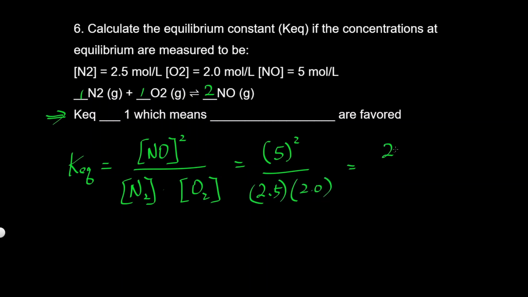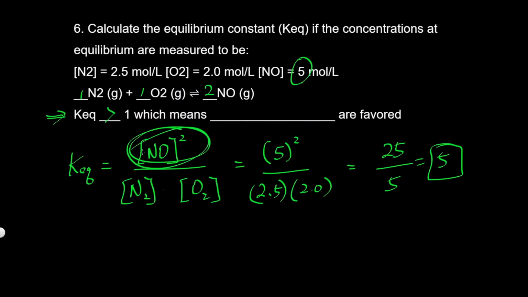It's going to be 25 over 5, which is 5. Since this guy has only 1 sig fig, I'm just going to leave my answer as 1 sig fig. If KEQ is 5, it's greater than 1, which means you're going to have more of the product, because the numerator must be greater than the denominator, which means products are favored.